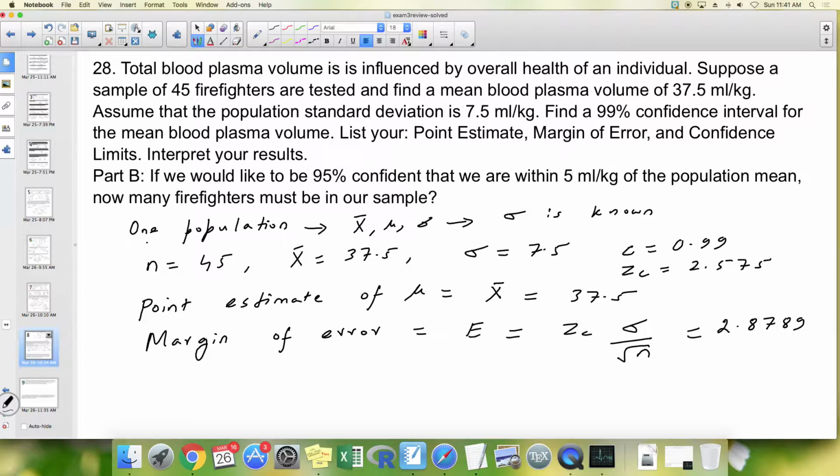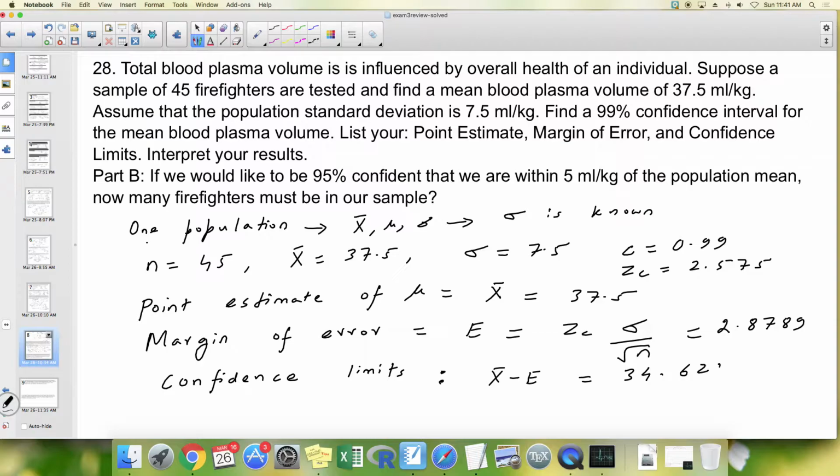So next comes confidence limits. All they are asking for are x bar minus E and x bar plus E. So x bar minus E, you can find that's 34.6211, and x bar plus E is 40.3789.